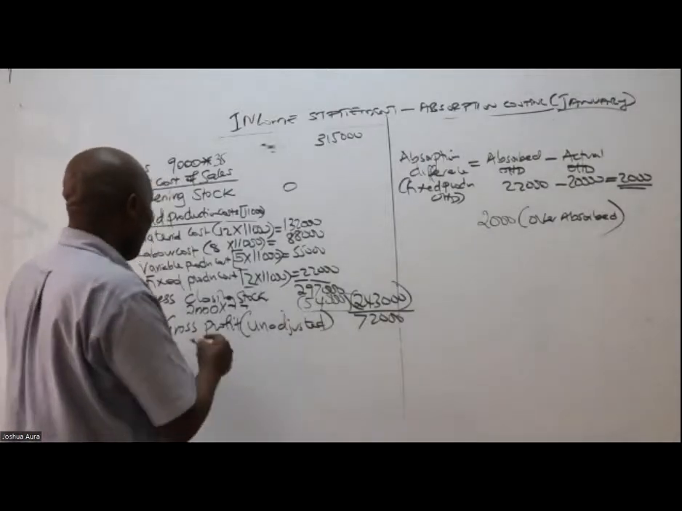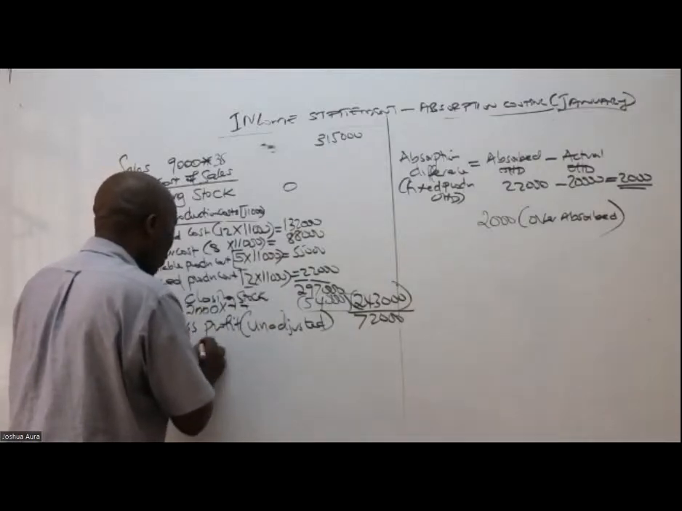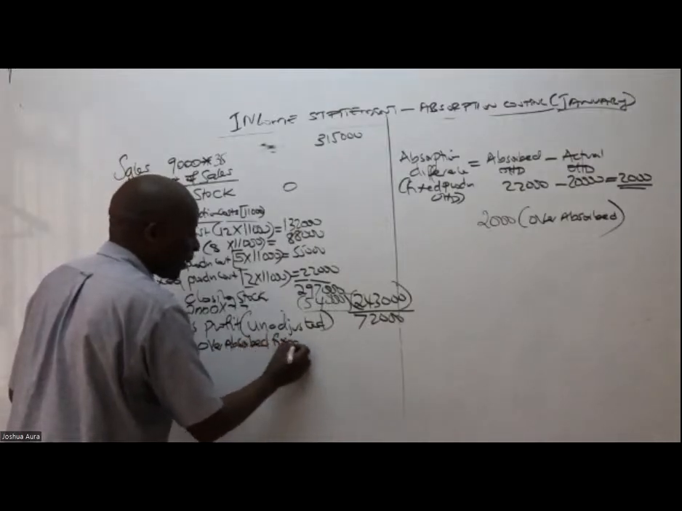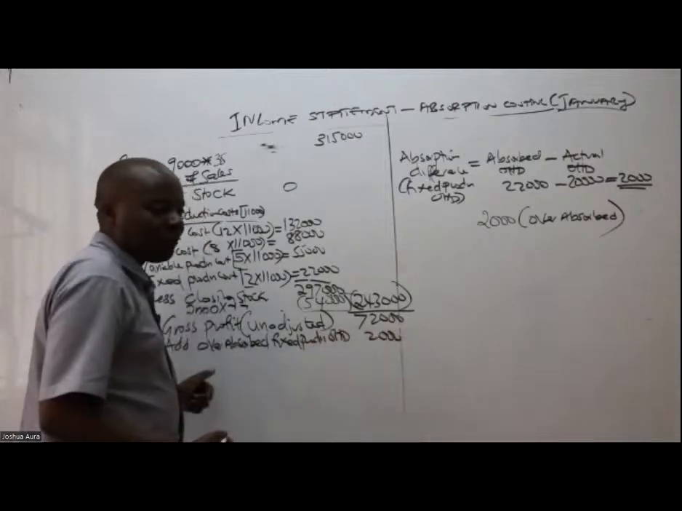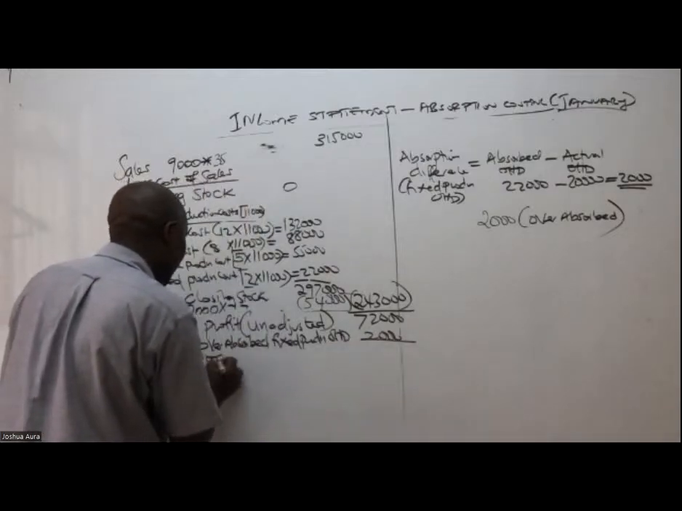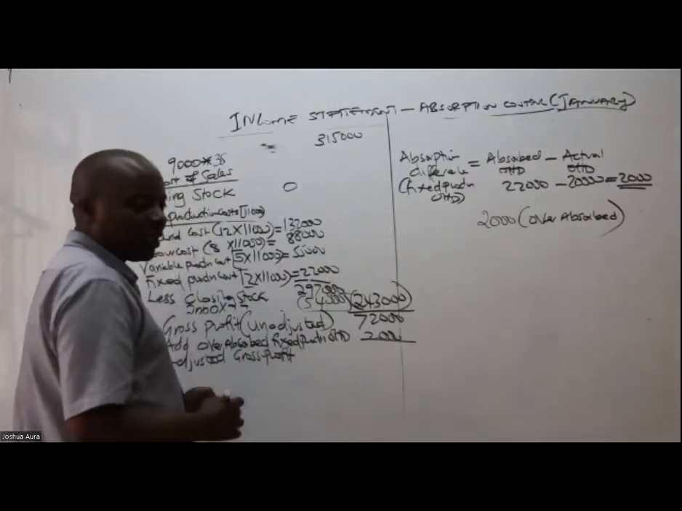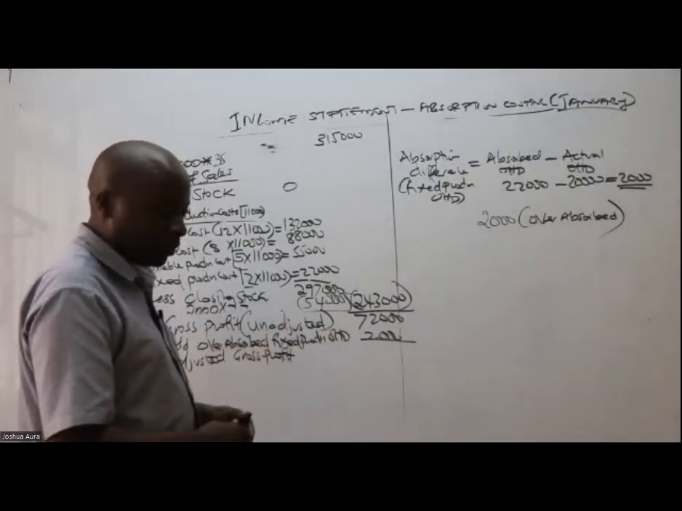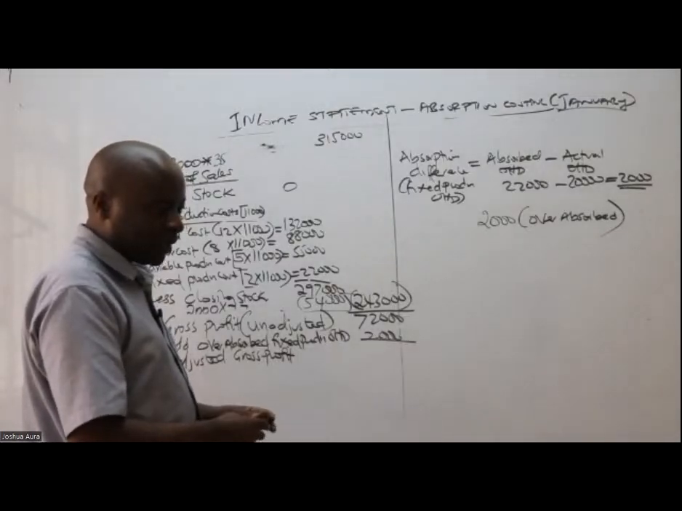So let's come and adjust this for this over absorbed. In this case, add over absorbed fixed production overhead, which you guys have given me a figure of 2,000. So could you kindly give me now the adjusted gross profit? I would want to depend on you very fast. 72,000 plus 2,000 gives me what figure, somebody?